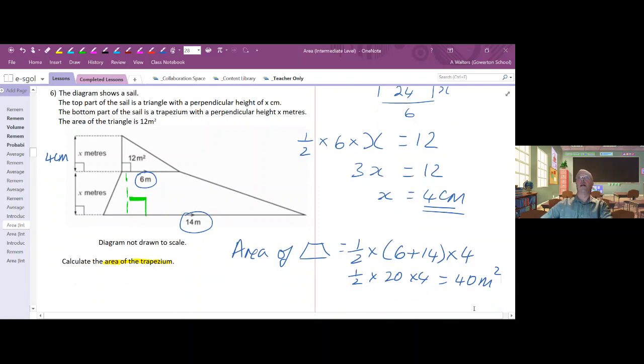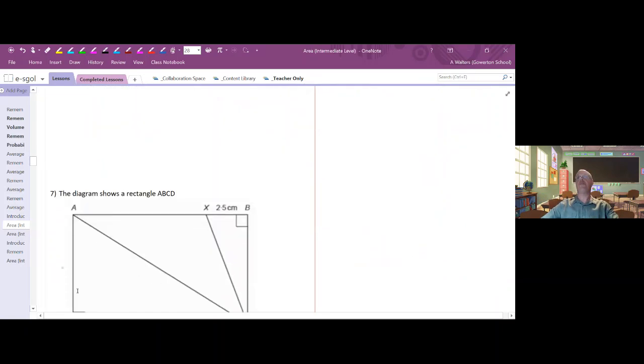Okay, so that is where we found the letter x from the triangle, and once we found x, we then used it to work out the area of the trapezium. If you want to digest that a little bit more, just pause and carry on when you're ready. I'm going to carry on here.